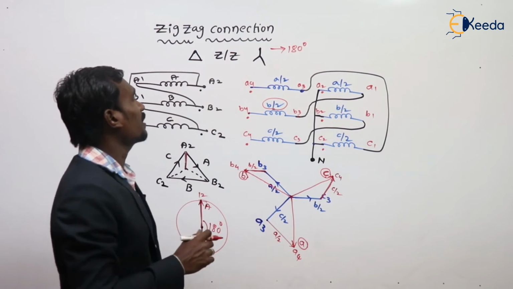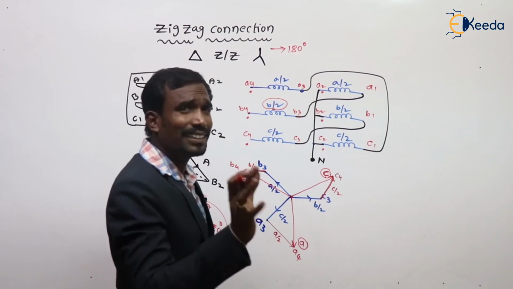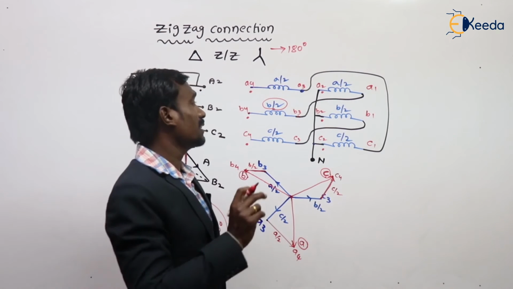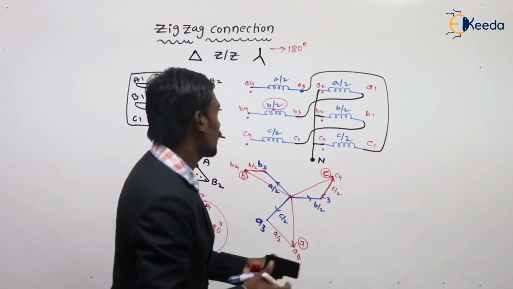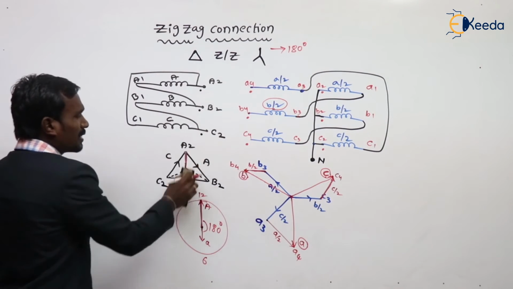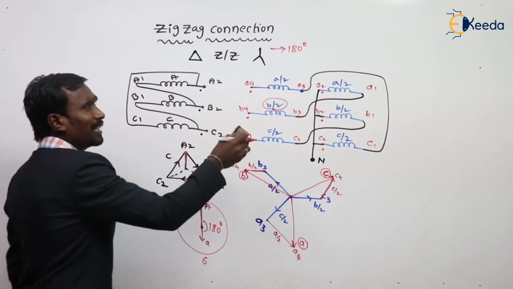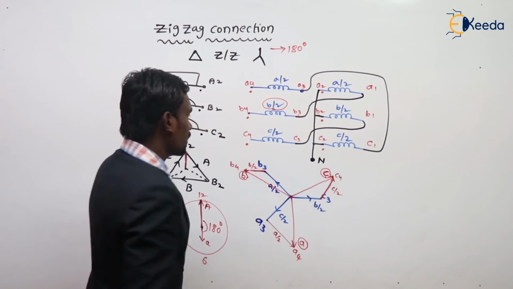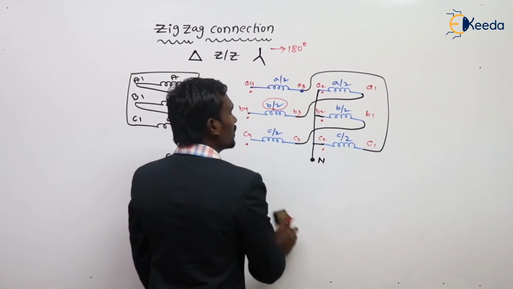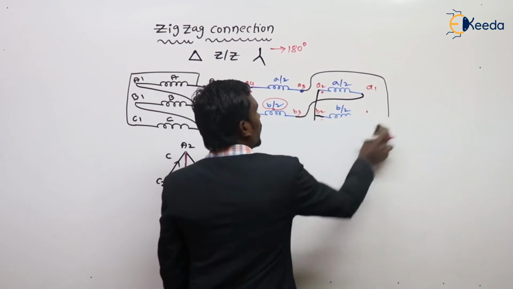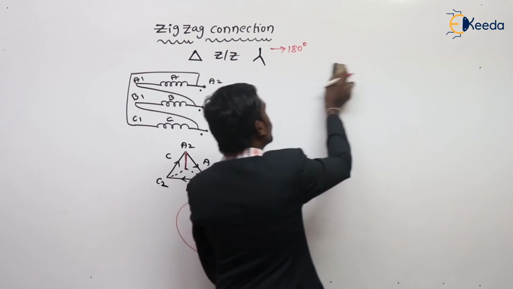In this delta star, we have another configuration also. Let's see that other configuration. What is the phase difference for that configuration? Let's check it once. See, this is 100% same. There is no change in primary, but in secondary, some differences are there. Let's see those differences. I am redrawing this secondary zigzag connection.